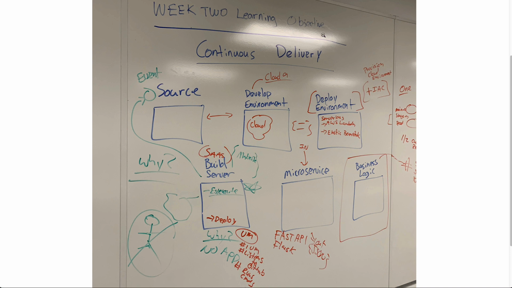And so let's just talk about this real briefly. The first one is source control. With source control, there are many different options. You have GitHub, you have GitLab, you have Bitbucket, you also have cloud native source control.